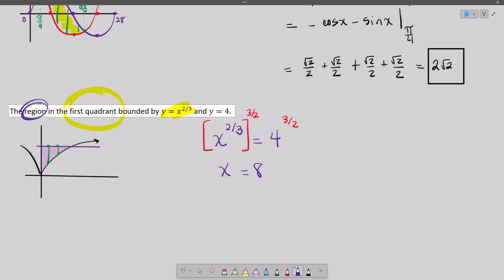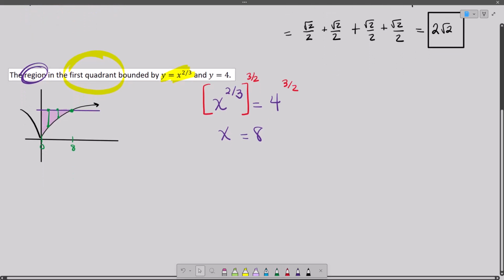So that tells us that our intersection point is right here at x equals 8. So going to be this intersection point. And that's the only point where they intersect. We're told that we're in quadrant 1, so we know that this is right here at 0. The curves don't intersect there, of course. There's a gap between them. But that is our lower limit of integration.